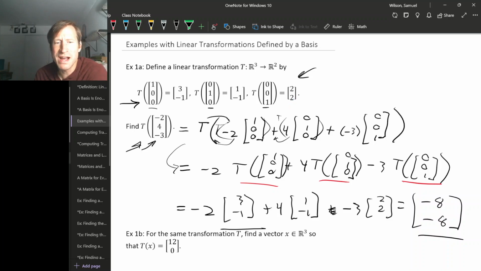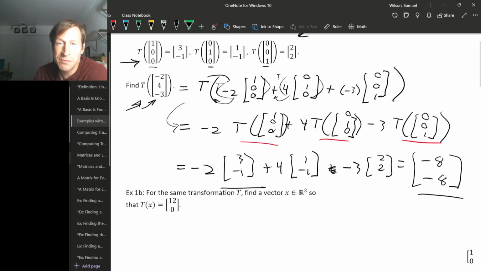Let's look at this the other way around. For the same linear transformation, let's find a vector x so that T of x is (12, 0). So this is kind of the other way around, right? In the first example, we knew the input, and we were finding an output. This time we know an output, and we're trying to find an input. Now the key idea here is that because we have this linear transformation defined on a basis for R3, we have a handy basis for R3, and in particular we can write x in terms of that basis.